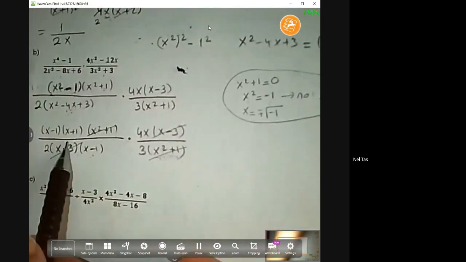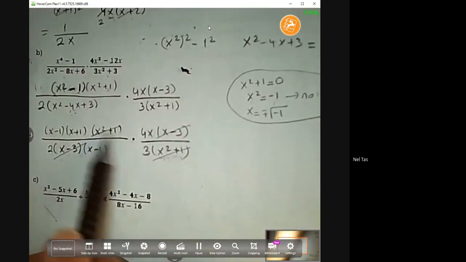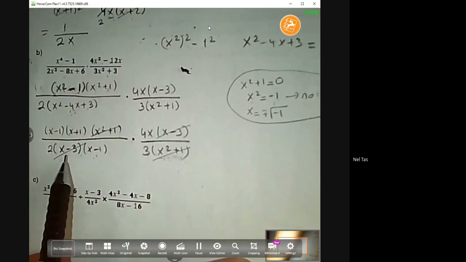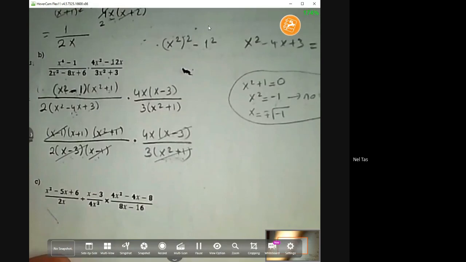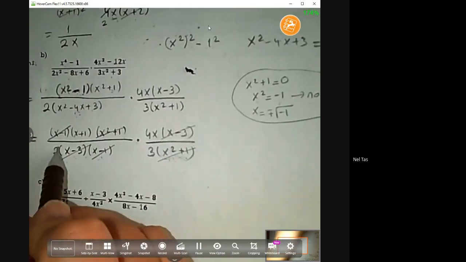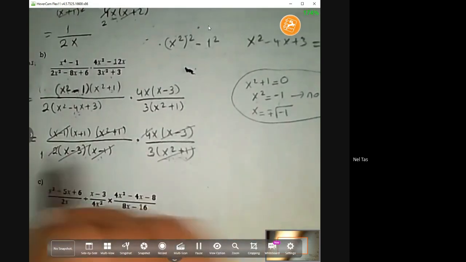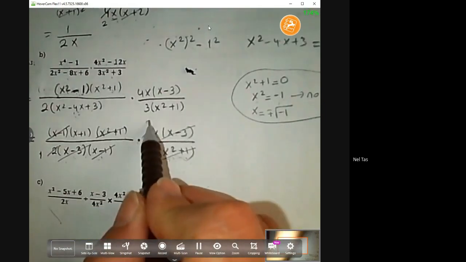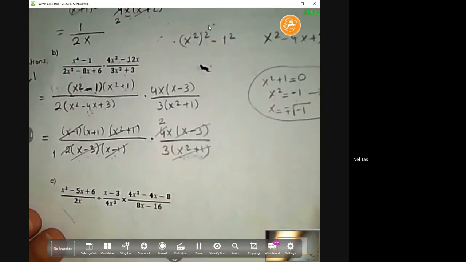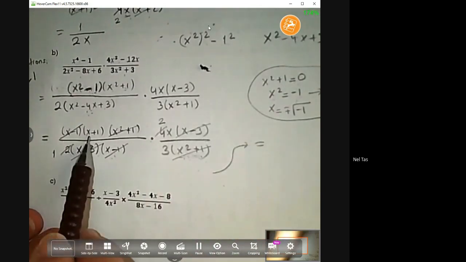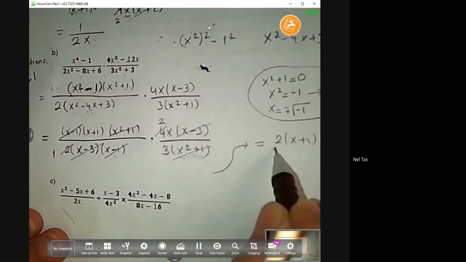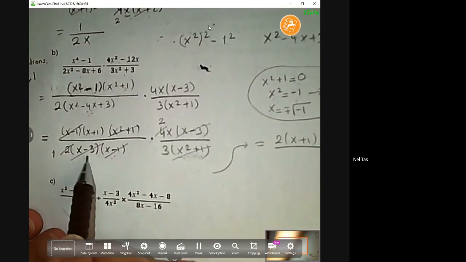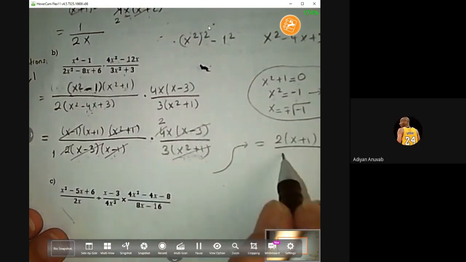So now we are doing the simplifying. X squared plus 1, x squared plus 1 is gone. X minus 3 is gone. X minus 1 and x minus 1 is gone. Also, we have 2 and 4. Both are divisible by 2. You get 1 and 2. Then what is left for us here? So x plus 1 times 2. So 2 times x plus 1. And in the denominator, this is gone, gone, gone. We have only 3.